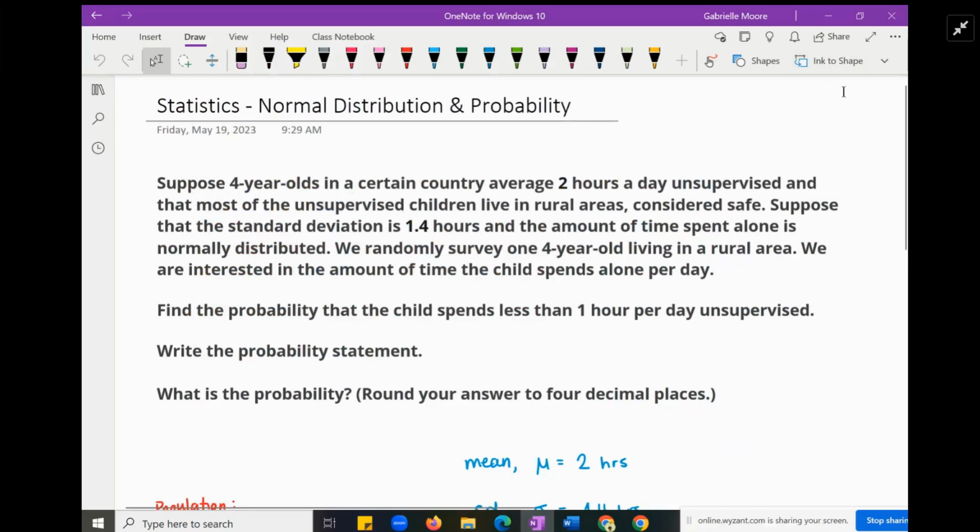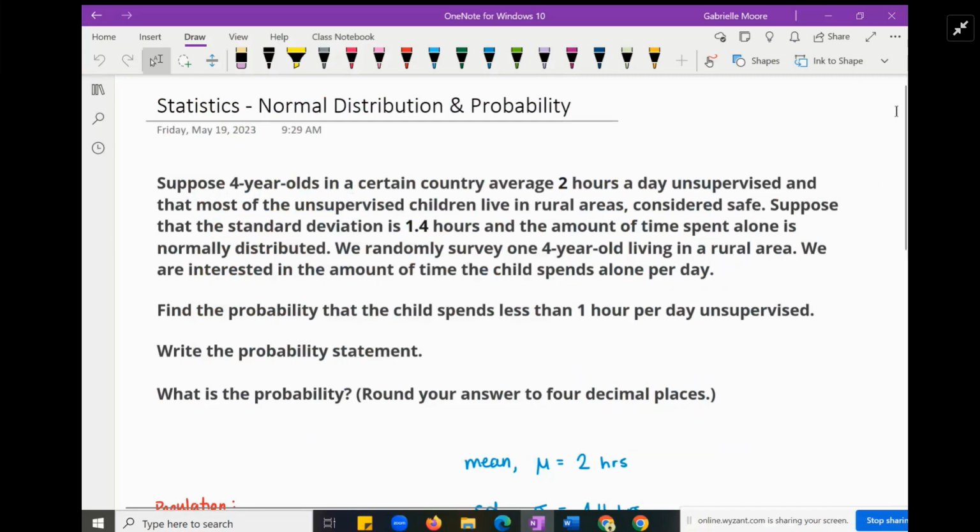It first says, suppose 4-year-olds in a certain country average 2 hours a day unsupervised, and that most of the unsupervised children live in rural areas considered safe. Suppose then that the standard deviation is 1.4 hours and the amount of time spent online alone is normally distributed. We randomly survey one 4-year-old living in a rural area. And I guess when they mean survey, they mean observe.